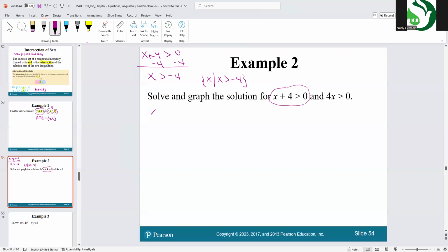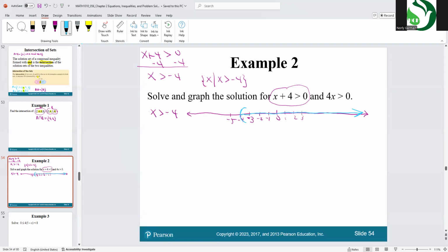If you want to graph this on a number line, we have 0 here, 1 here, 2, 3, etc. On the left, we have -1, -2, -3, -4, -5, etc. I put those arrows to say we continue indefinitely. Because x is greater than -4, I'm going to go to the right, because it's greater than. So my line would go this way.